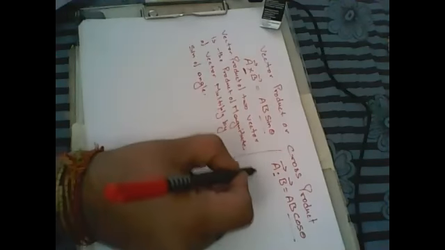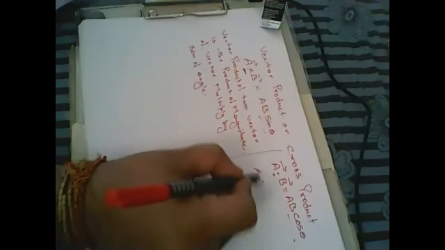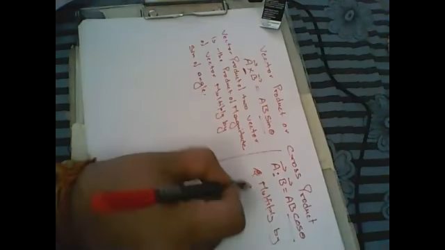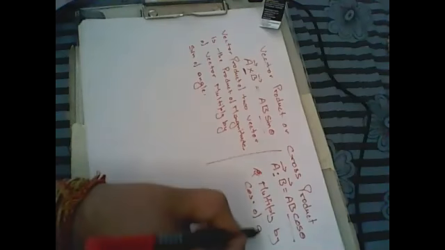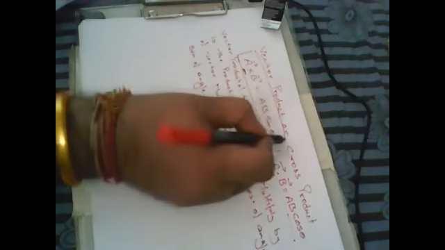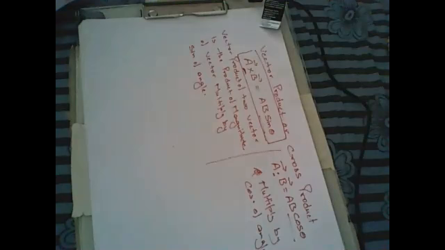Whereas in the dot product it is the magnitudes of the vectors multiplied by the cos of the angle. Please note it down. This is the formula to calculate A vector cross B vector: A vector cross B vector is equal to AB sin theta.